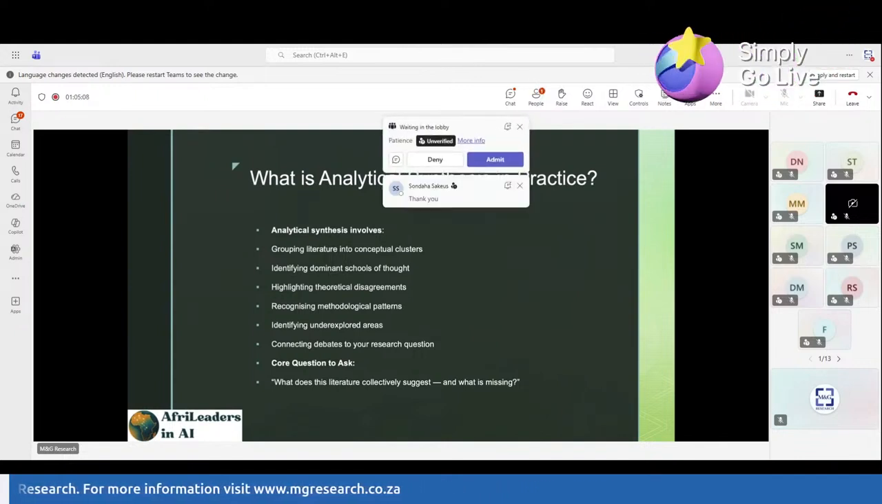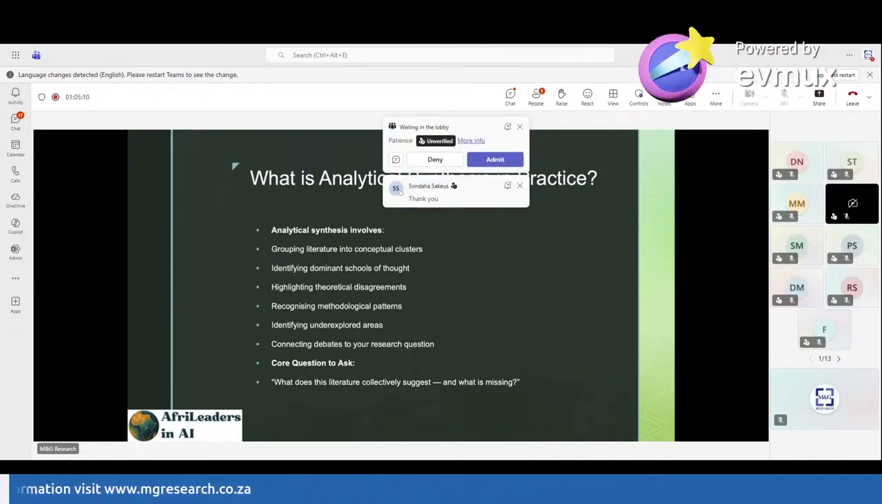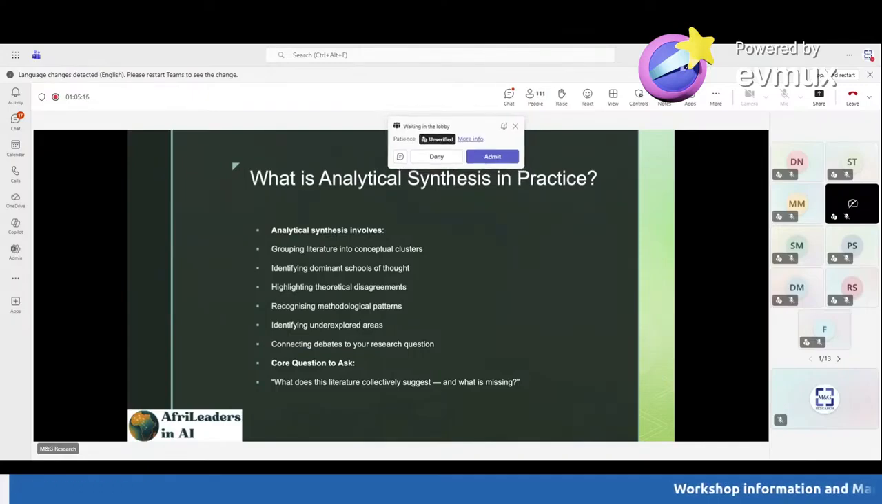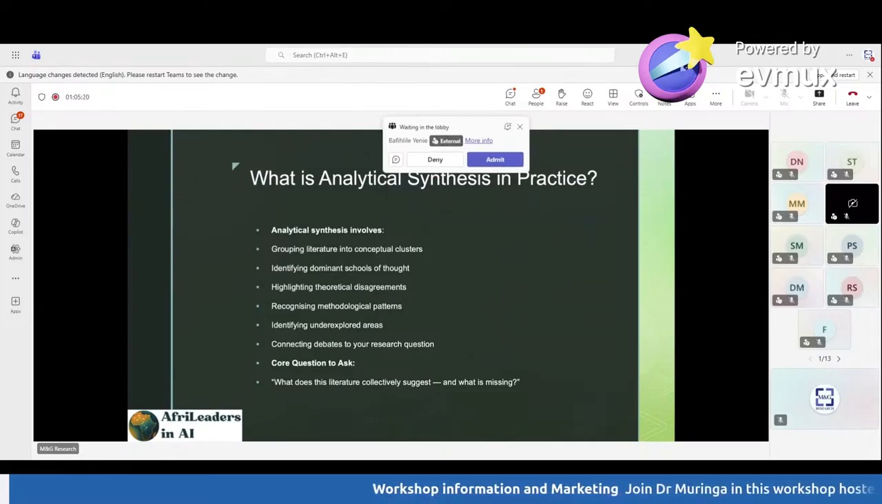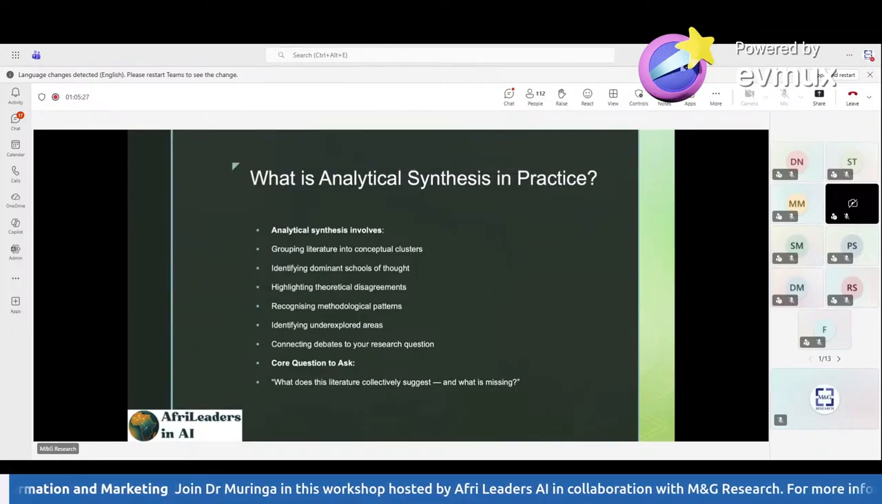So we also need to identify unexplored areas, right? What are these studies saying? This is what they've investigated, but what are the areas that are unexplored? You need to have that argument. You need to have that section in your literature review. You need to move beyond just looking at what has been done to say, this is what has not been done, right? And that will assist you to push for further research.